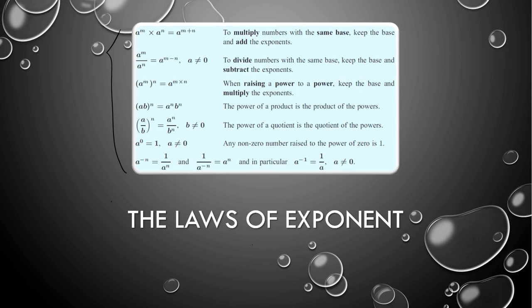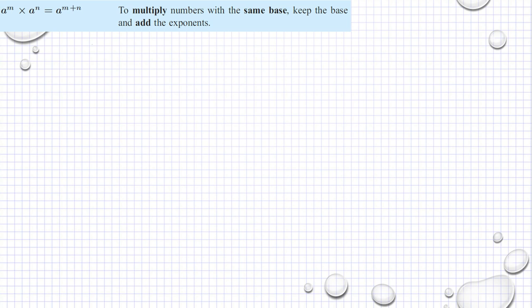We'll start with the first one. It says here a raised to m multiplied by a raised to n is equal to a raised to m plus n. It says to multiply numbers with the same base, keep the base, and add the exponents. So for example, we have 3 raised to 2 multiplied by 3 raised to 3. That means we have 3 raised to 2 plus 3, and that means we have 3 raised to 5.